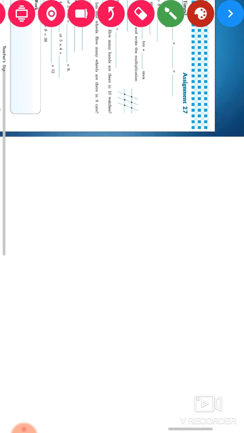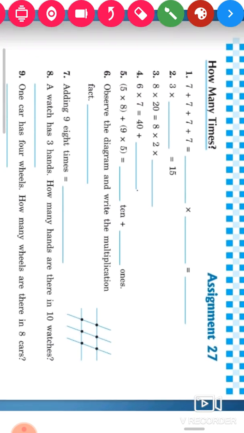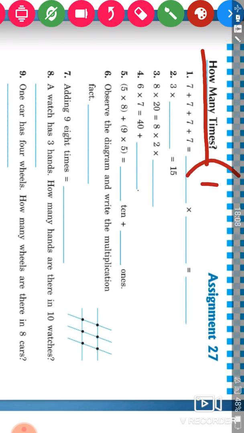Okay. So here we have revised almost all the questions. Now let us move toward our worksheet. Okay. So in this worksheet, some questions will be done by you and some questions I'll do. So the very first question. Let us read the heading. How many times? Okay. How many times? That means multiplication. We have to do multiplication here.